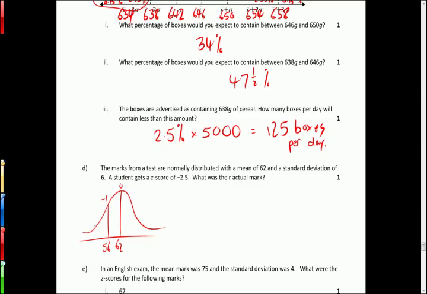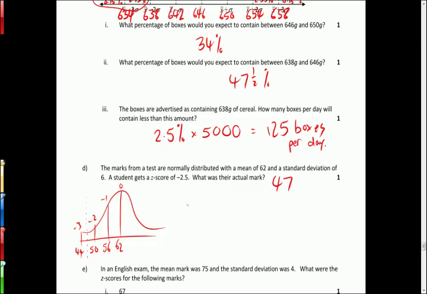A z-score of minus 2 would be another 6 below, which is 50. A z-score of minus 3 would be another 6 below, which would be 44. Let's just check my numbers, plus 6, plus 6, plus 6, everything's good. Where does minus 2.5 sit? Well, between minus 2 and minus 3, between 50 and 44, which is 47. So there's me using the picture.